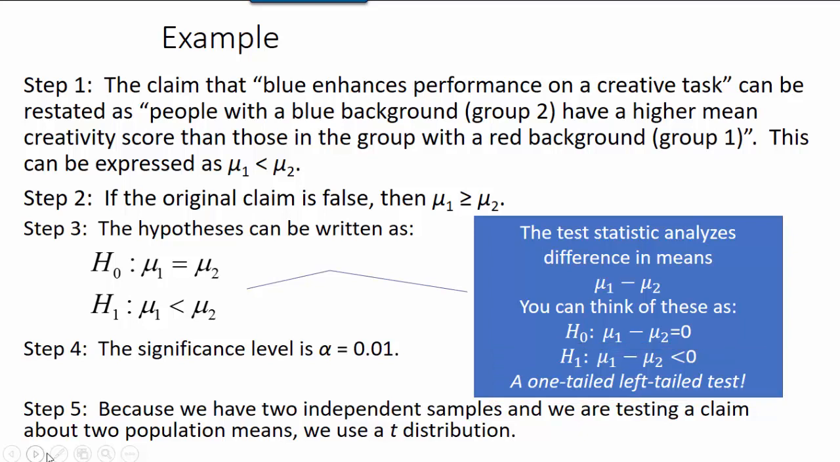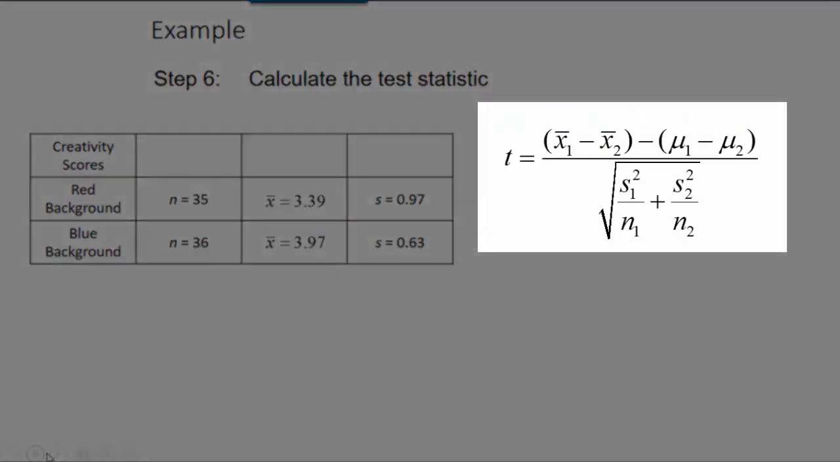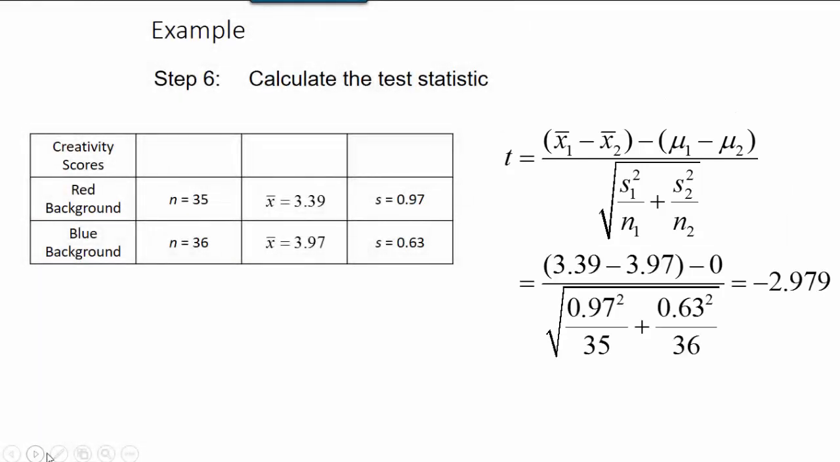Because we have two independent samples and we're testing a claim about two population means, we're going to use a t-distribution. You don't really need to memorize that because you're going to look on your formula sheet and your formula will guide you. The formula that you'll find on your formula sheet is t equals x bar 1 minus x bar 2 minus parenthesis mu1 minus mu2, all divided by the square root of s1 squared over n1 plus s2 squared over n2.